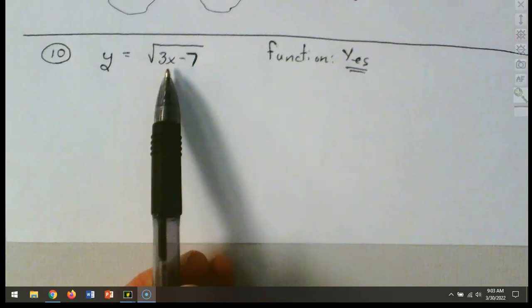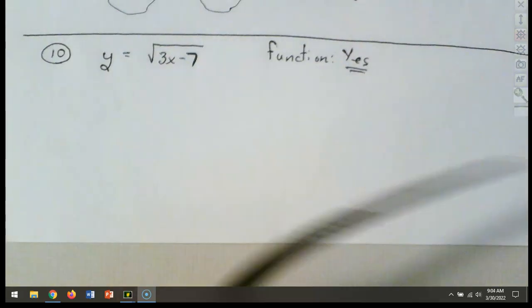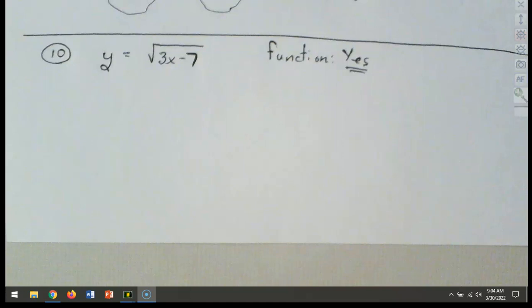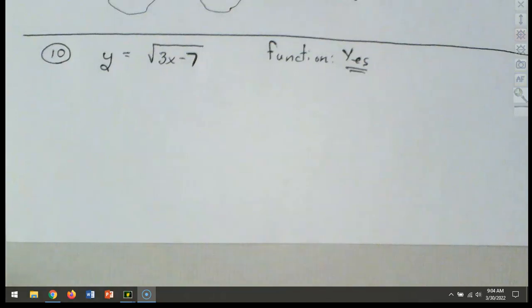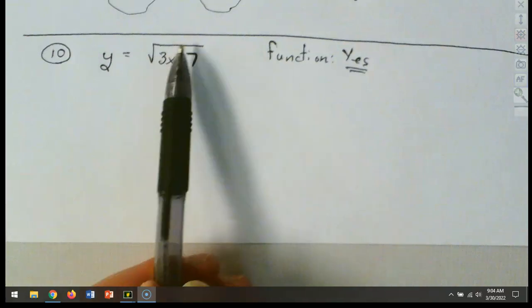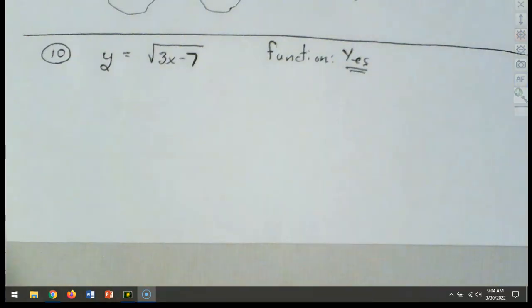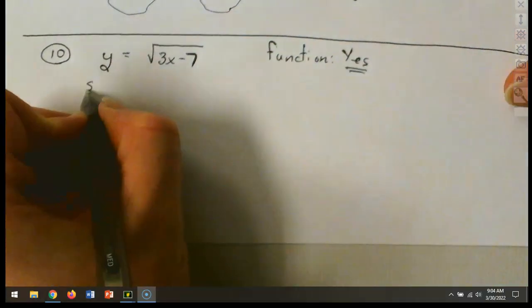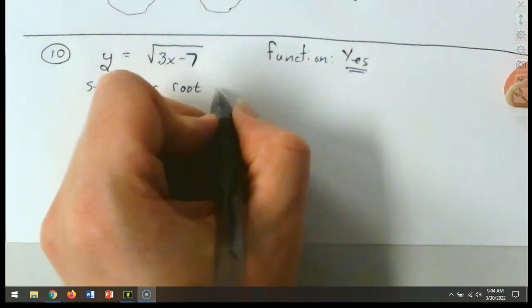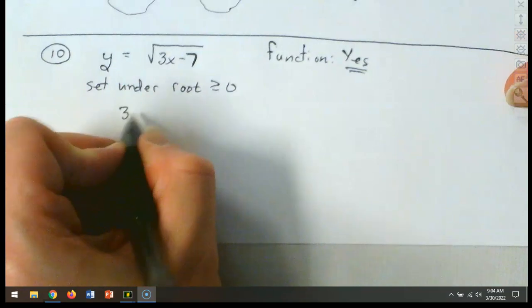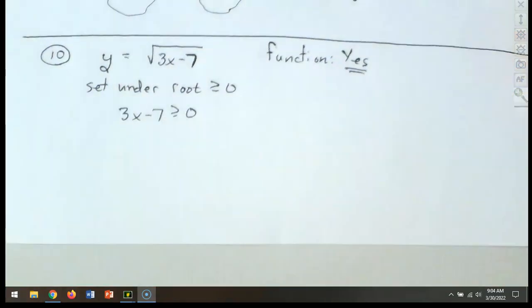Well, we're plugging values in for x, and you cannot take the square root of a negative number, right? It's undefined. In college algebra, you'll learn that that's actually a complex number and has an imaginary component. But in this class, we can't take the square root of a negative number. It doesn't exist, right? It's not a real number. So we need to make sure that this never ever goes negative underneath, because if it goes negative, we can't take that square root. So what we do is we set what's under the root greater than or equal to 0, which is simply 3x minus 7 greater than or equal to 0.